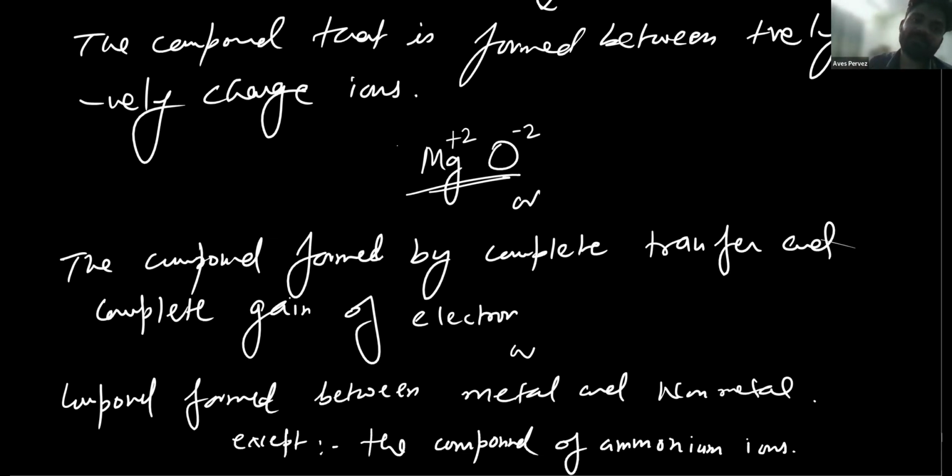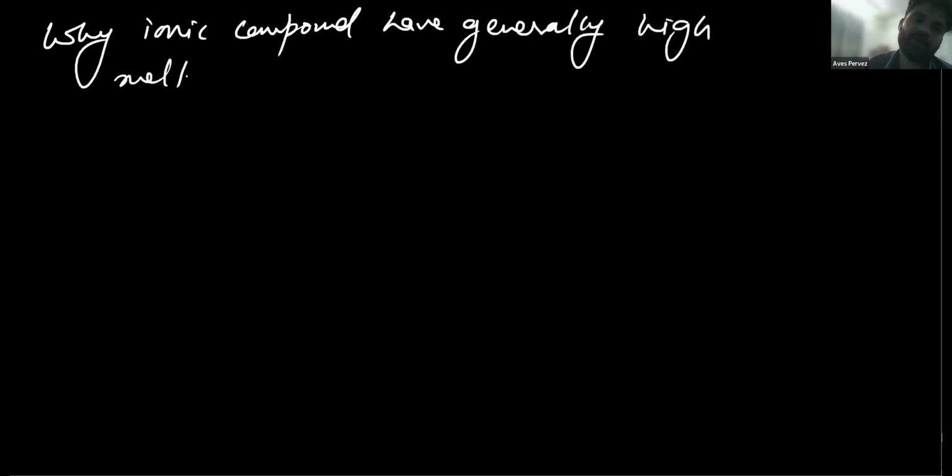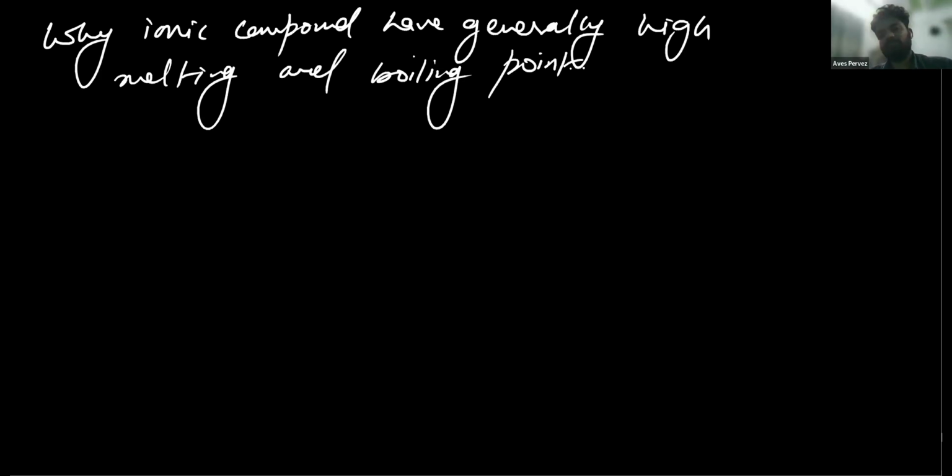So what are the characteristics of ionic compounds? Only two types of questions come. I'm just going to write the answers. I have given you these questions in the homework. Have you done that one? Ionic compounds have generally high melting and boiling point. Note it down.